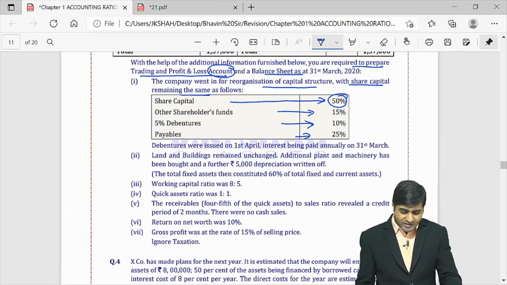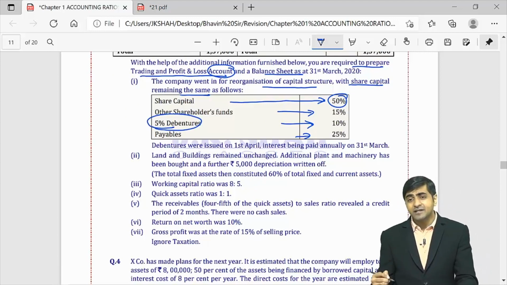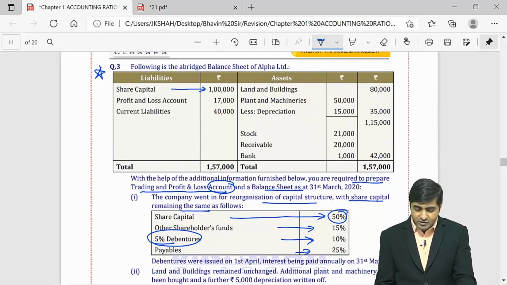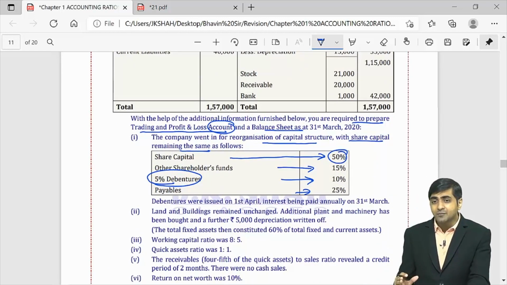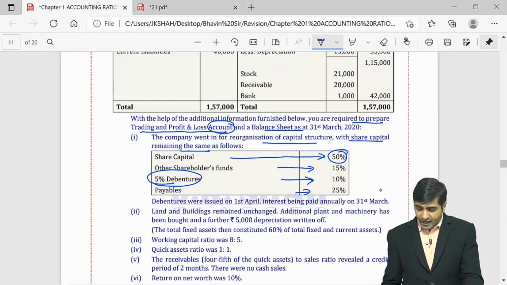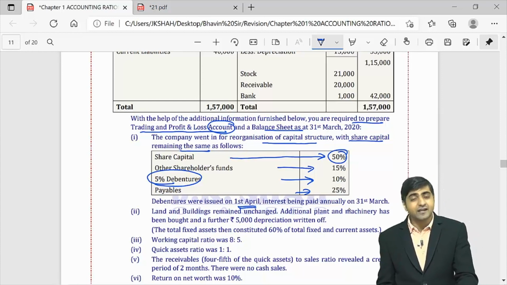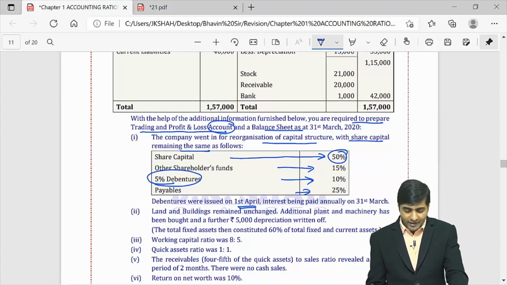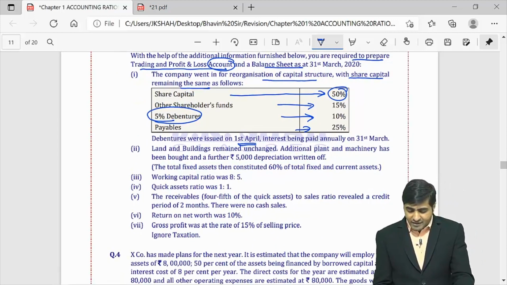Now in this particular question, as you can check, there are 5% debentures. So earlier debentures were not there, now the debentures are issued, so definitely the interest component will also come in the P&L account. And they have told you that the debentures were issued on 1st of April, which means that we have to consider the interest on a per annum basis. Then guys, we have land and buildings remaining unchanged. So again, this particular figure is available.